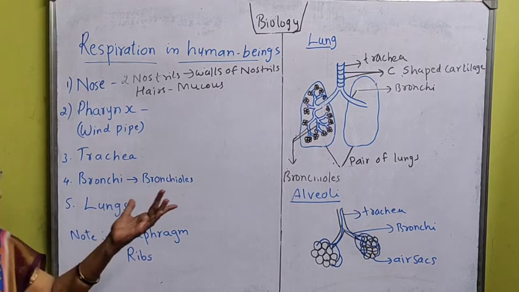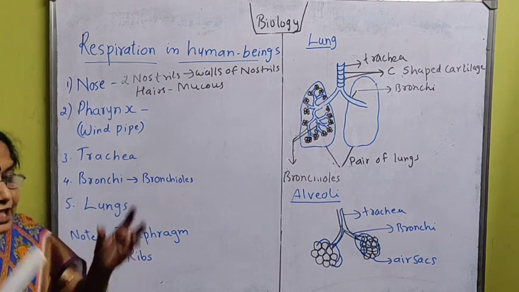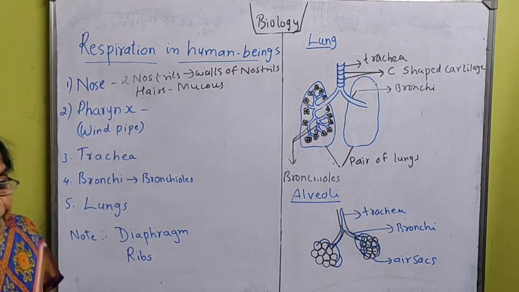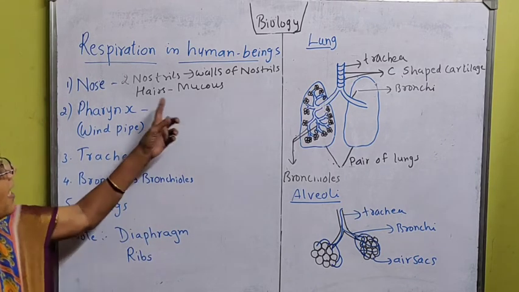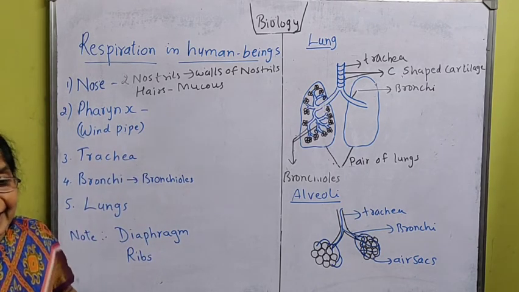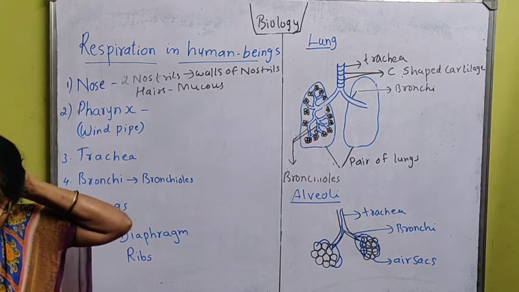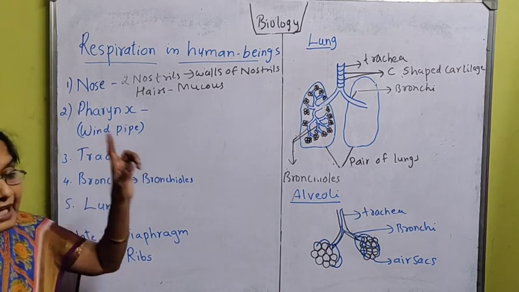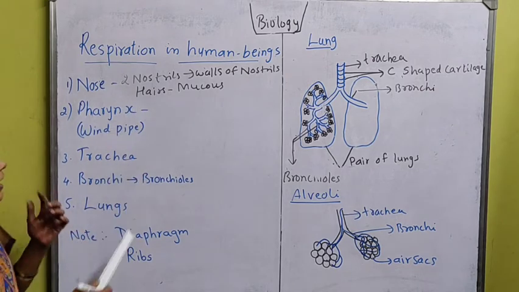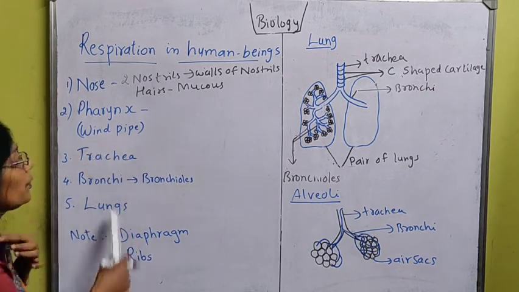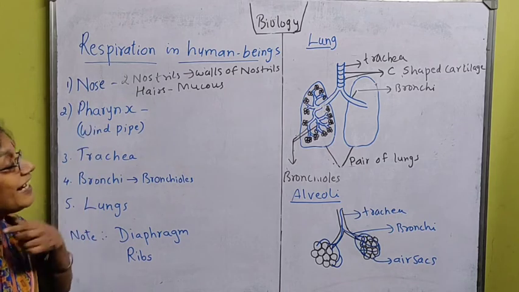In the air, we can't see small organisms, but bacteria are present. We can't filter them out that way. So hairs and a mucous membrane are there on the walls of the nostrils to filter the air and send in the pure air. Then the nose is connected to the windpipe, which is called the pharynx.